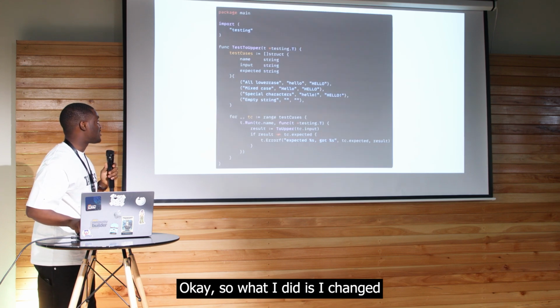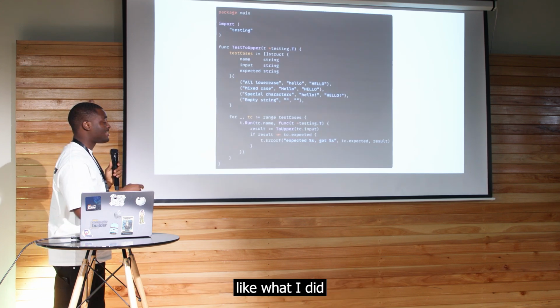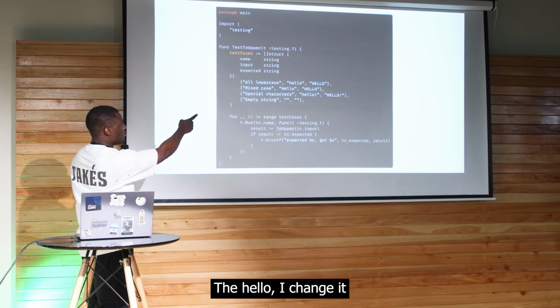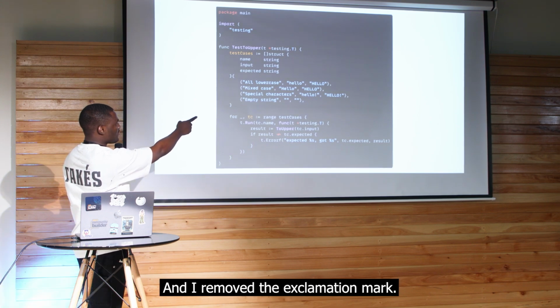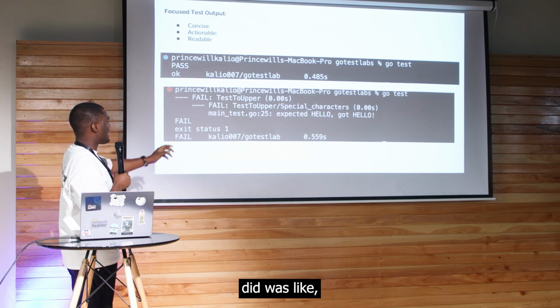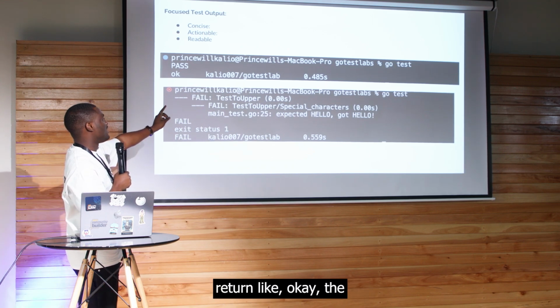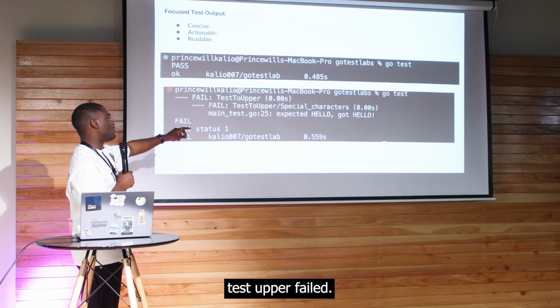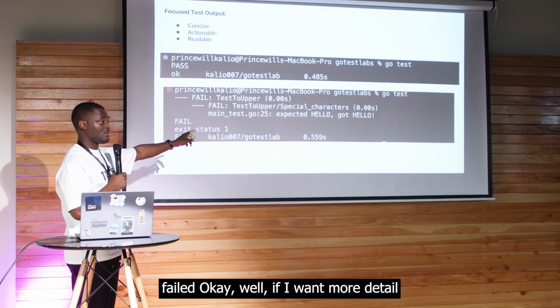So what I did is I changed the hello before running the code, and I removed the exclamation mark, and then it returned, okay, the test upper failed, and it told us exactly where it failed, okay?